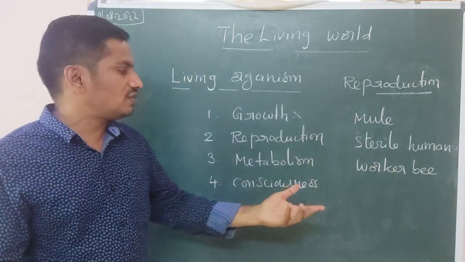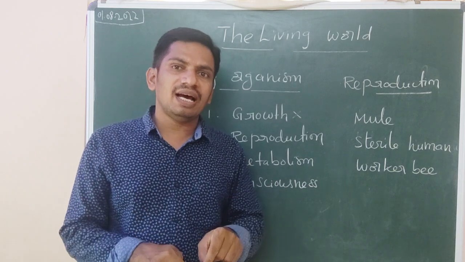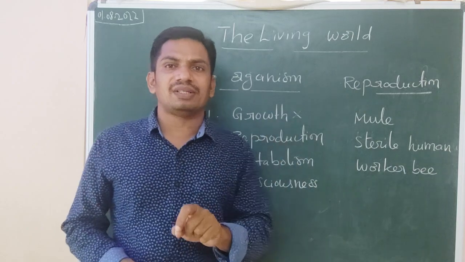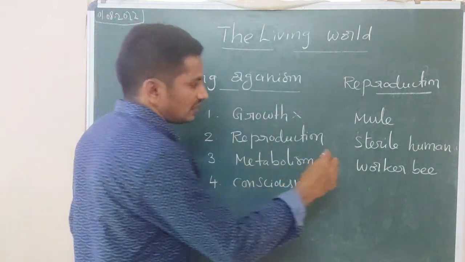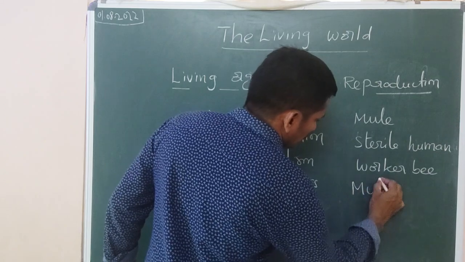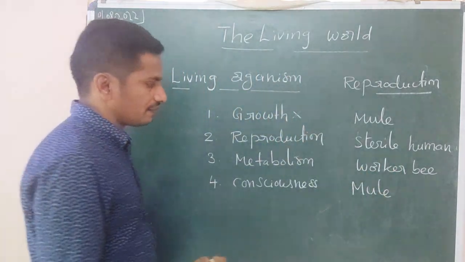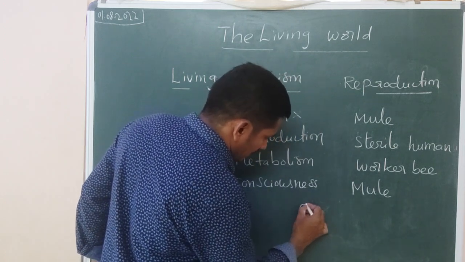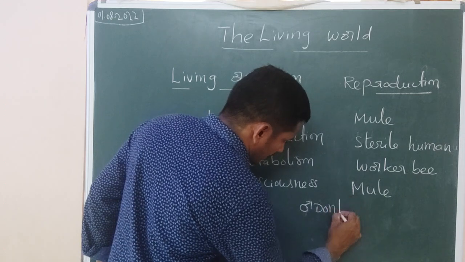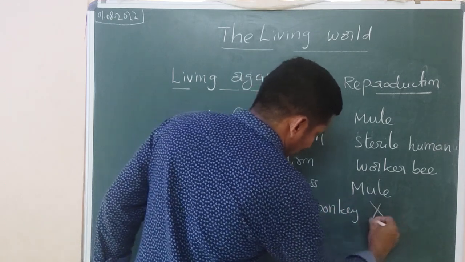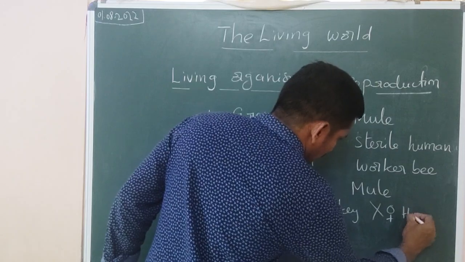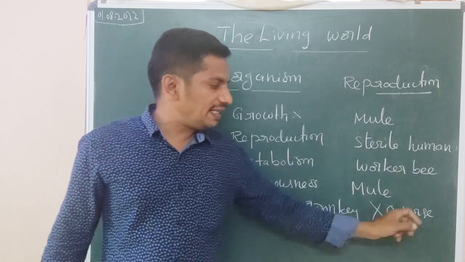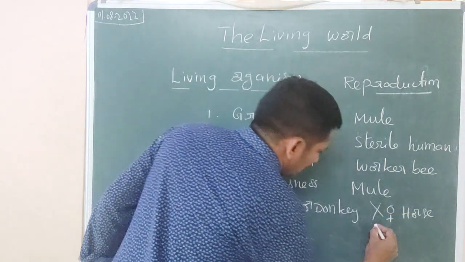Correct? Non-living things also cannot reproduce. But if you give the answer, all living organisms can reproduce, it is with exceptions. You know the mule, how is the mule obtained? It is the cross between a male donkey and a female horse. When we cross a male donkey and a female horse, we obtain the mule.